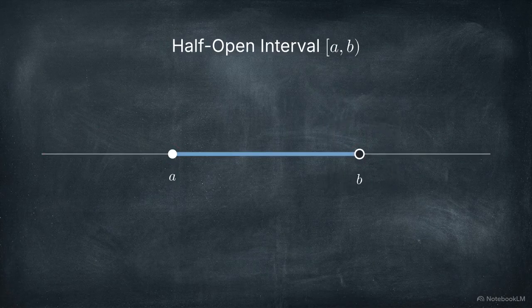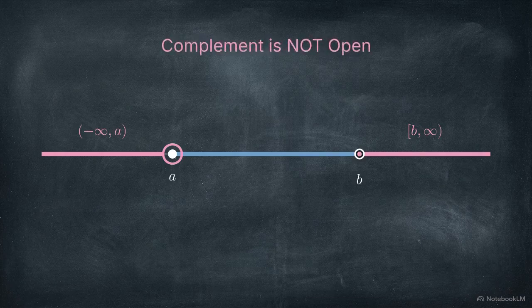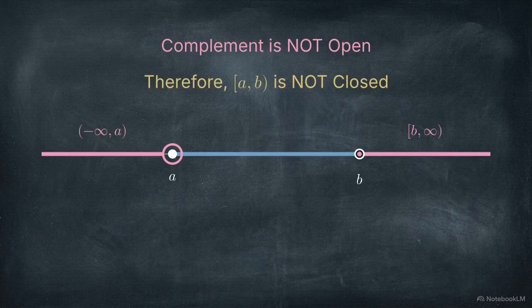If we shift to a half-open interval, including A but excluding B, the logic changes. The complement now includes the exact point B. Because this outside region is no longer strictly open, the original set is not closed.